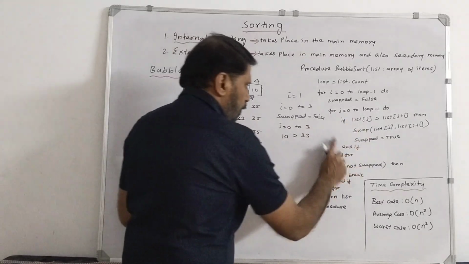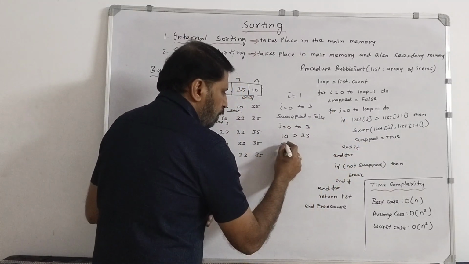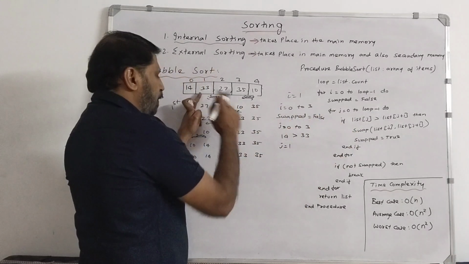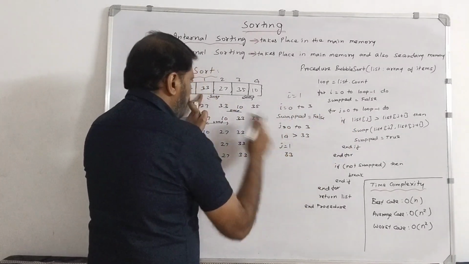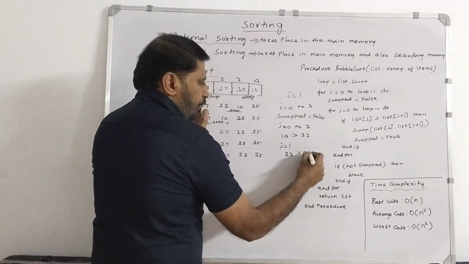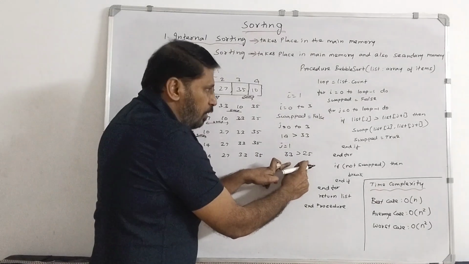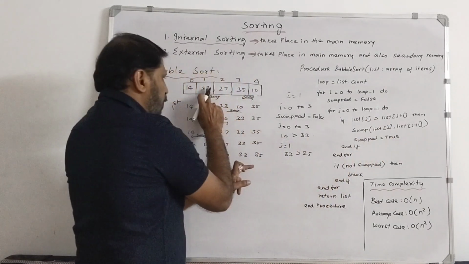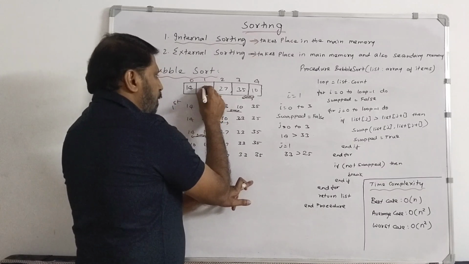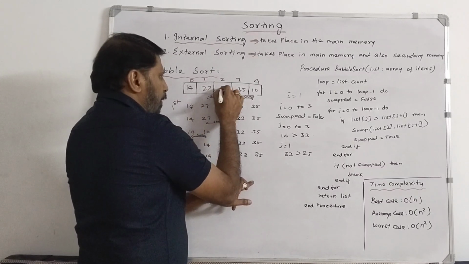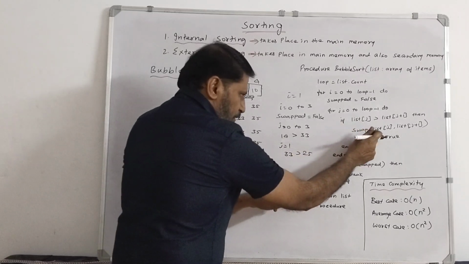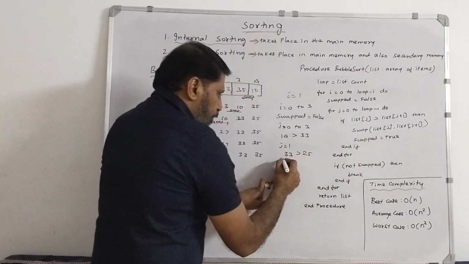So it comes out, and j becomes 1 now. So j equal to 1, we go for list of 1, which is 33. 33 is greater than 27. Now the condition is true. If the condition is true, then we come inside and swap the two numbers. 27 comes here, 33 goes here. So this is what we are doing. Whenever it is swapped, swapped becomes true.